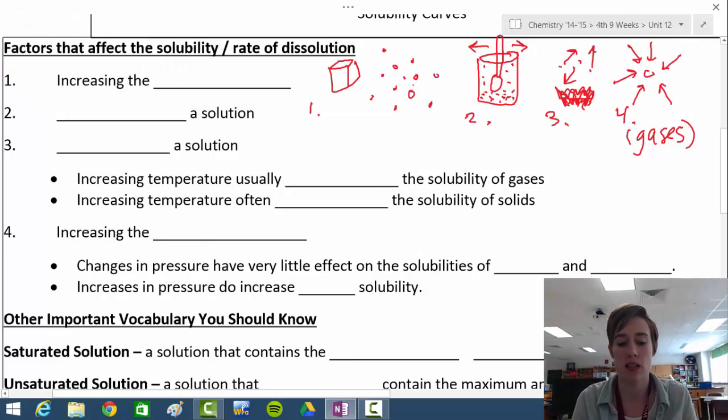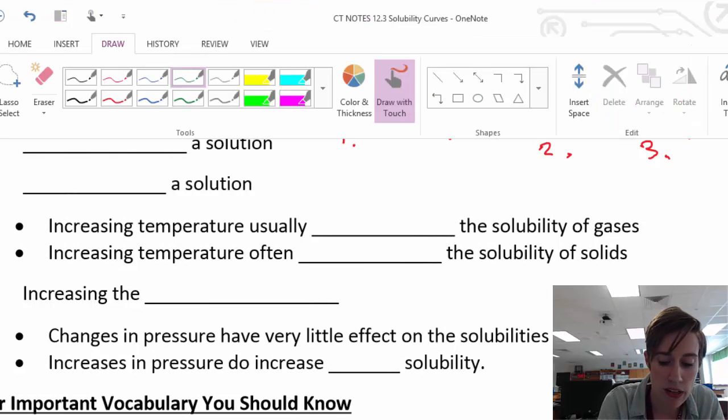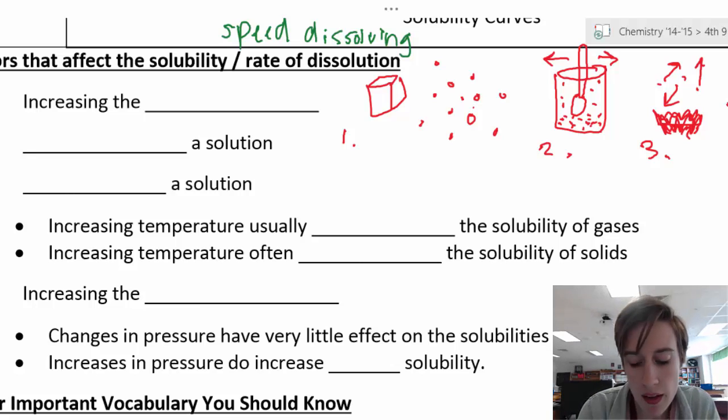Rate means speed. So we're talking about how to speed up dissolving, how to make something dissolve faster, really. Okay, the first way that you can make something dissolve faster is to basically crush it. Now, why does that work? Why is that helpful? Well, we're going to talk about something called surface area.